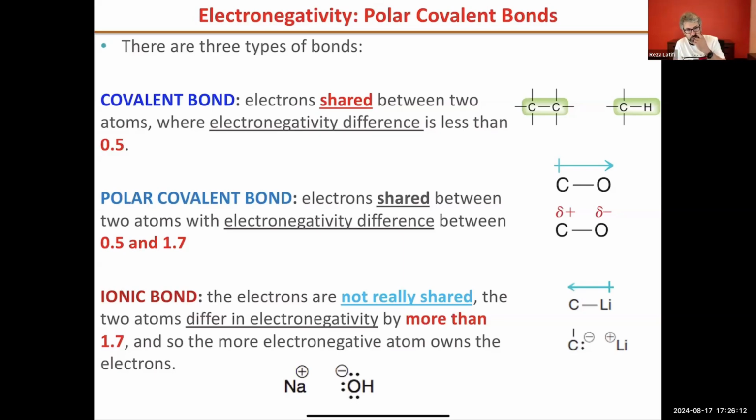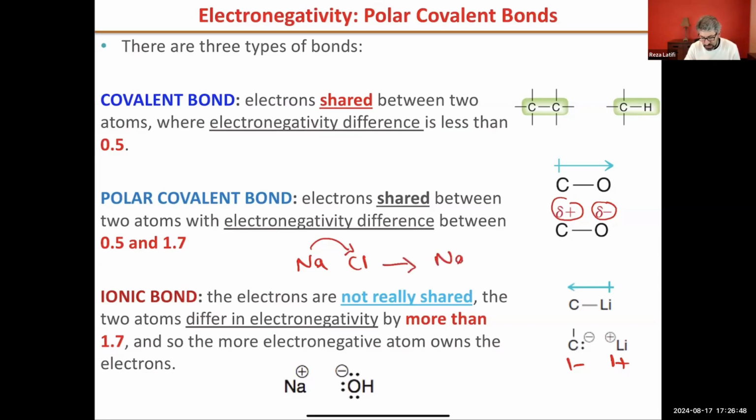Now, if you pass 1.7, if the gap is bigger than 1.7, you're not going to have any sharing. One of the elements is going to be so strong that it will take those 2 electrons and steal them. In that case, you are not going to write delta minus or delta plus. You will say plus 1 and minus 1. For example, when you take sodium and pair it with chlorine, sodium is going to give an electron to chlorine.